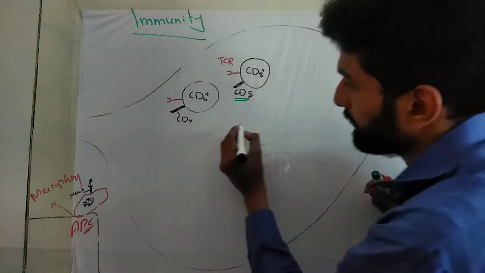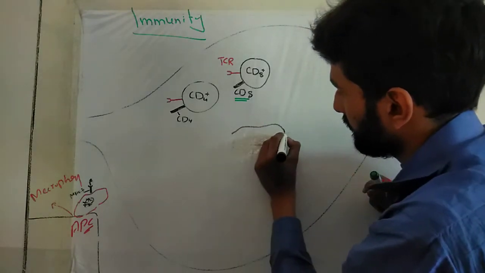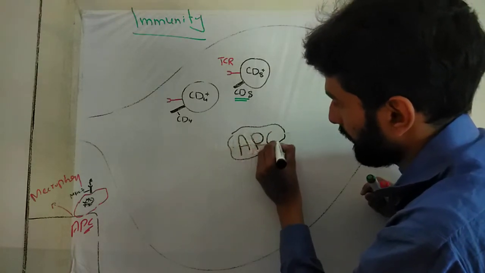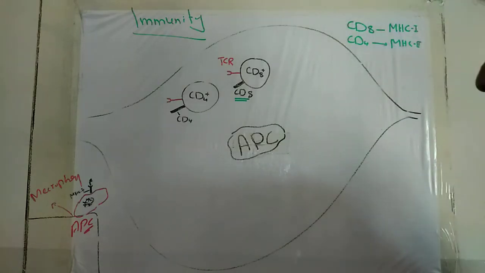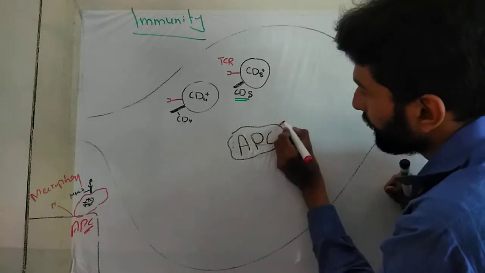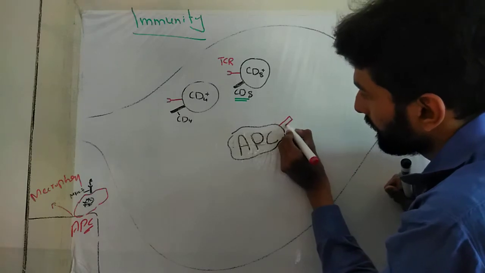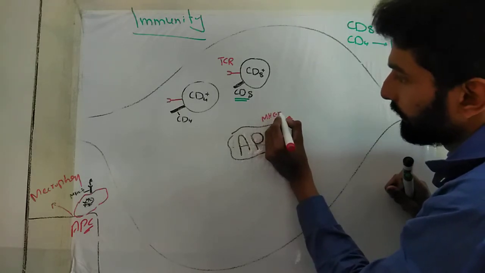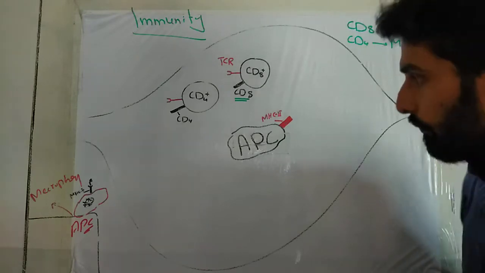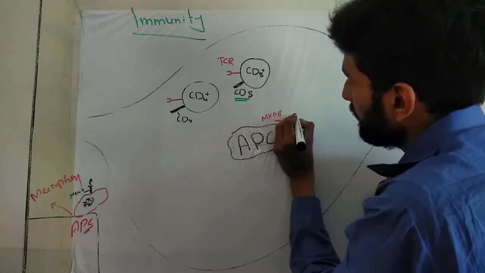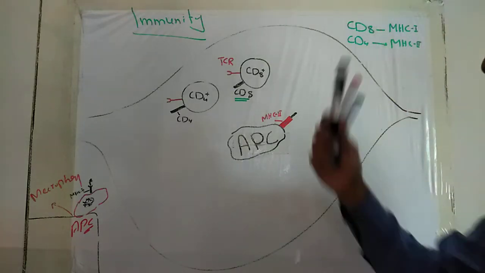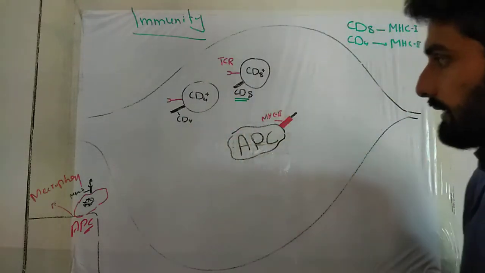So for example, this is an APC, and on its outer surface it will have MHC-2. On the MHC-2, we know that the fragment of antigen will be present. They are called APC, which means they are going to present this antigen to the T cells.